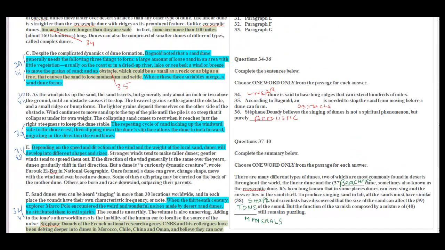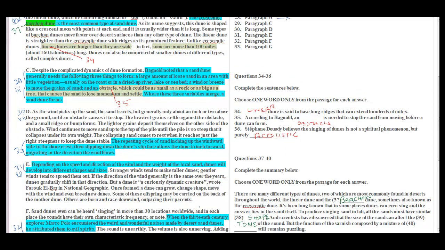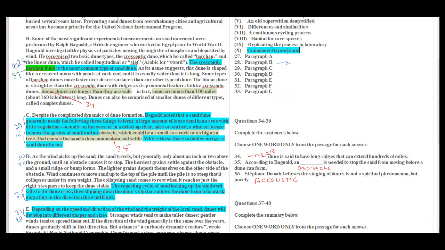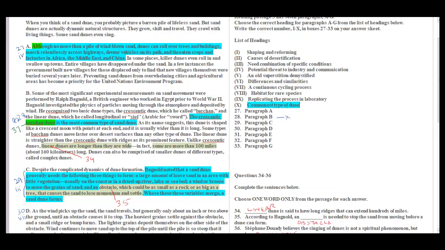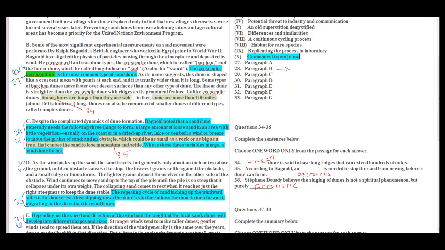Now the next part is 34 to 36. Only one word you have to write, and we will directly go to the main point. 34. Dash dune is said to have long ridges that can extend hundreds of miles. So let's find out. In paragraph B it's given that unlike crescentic dunes, linear dunes are longer than they are wide. In fact, some are more than 100 miles. Extending 100 miles is the same as more than 100 miles. So the 34th answer is linear.